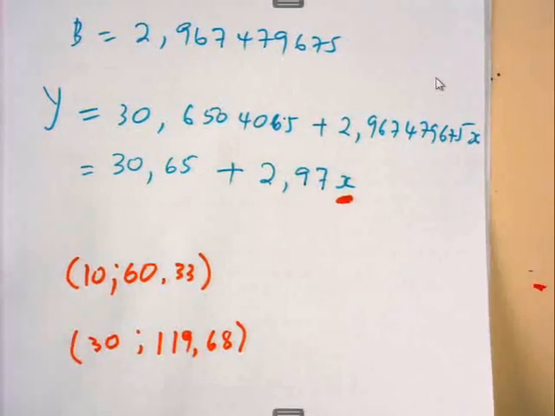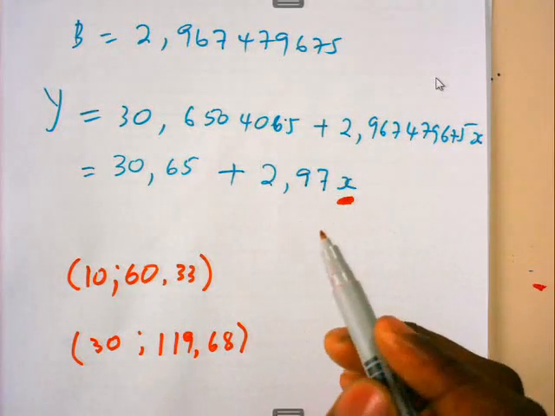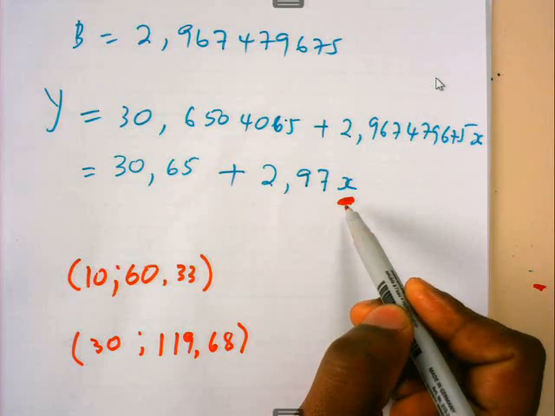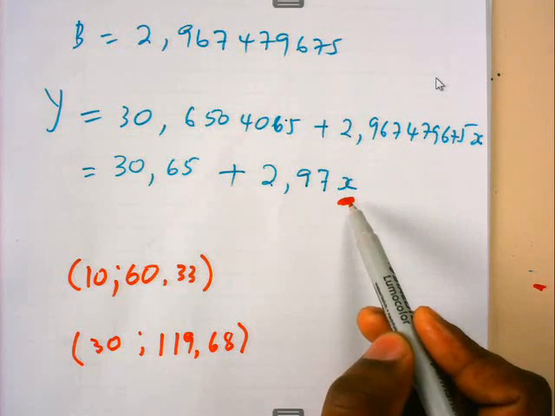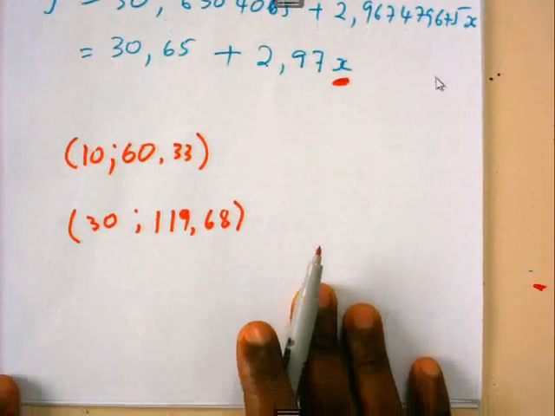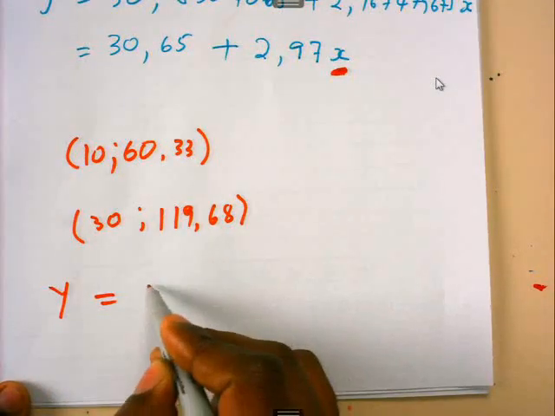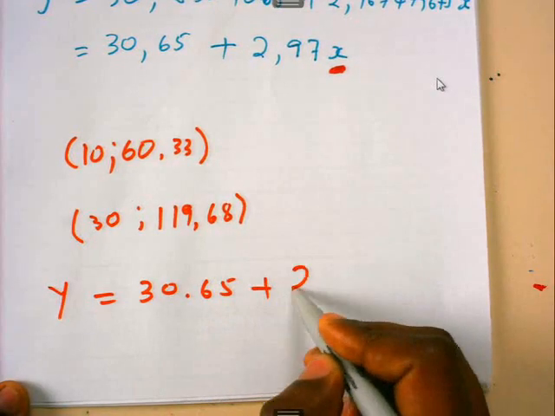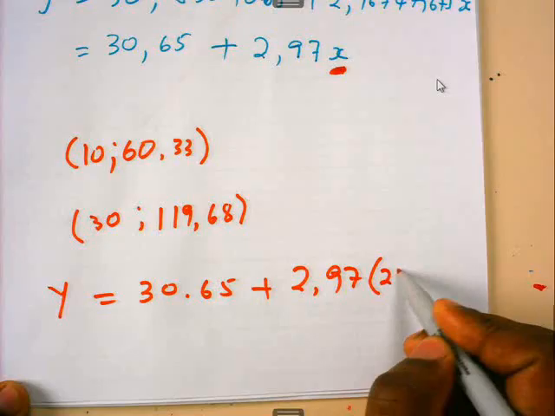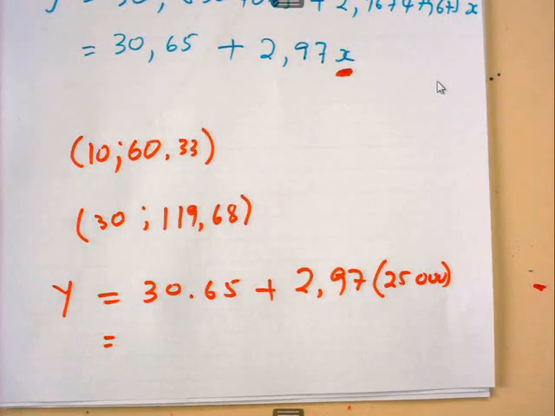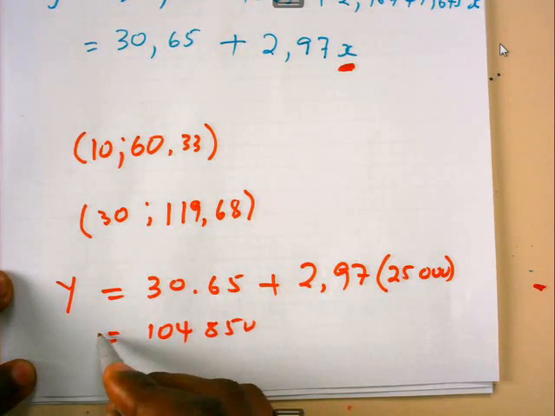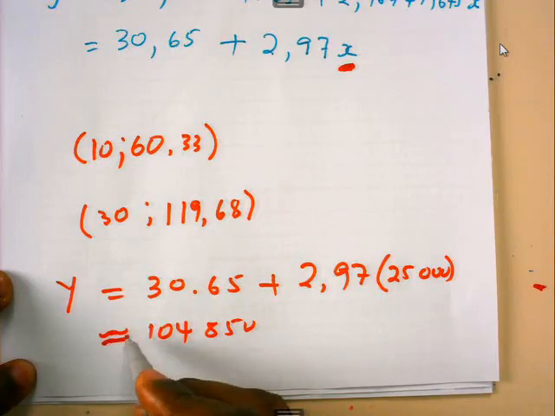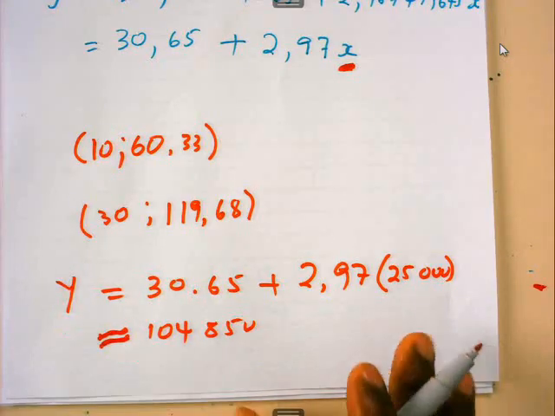On our equation, what do we have now? For this x, we substitute in 25,000. Predict what will happen in terms of the profit if the expenditure is 25,000. So in essence, on your equation, y equals 30.65 plus 2.97 times 25,000. You see that? Now what we get there with your calculator is 104,850, but this is an approximated value.